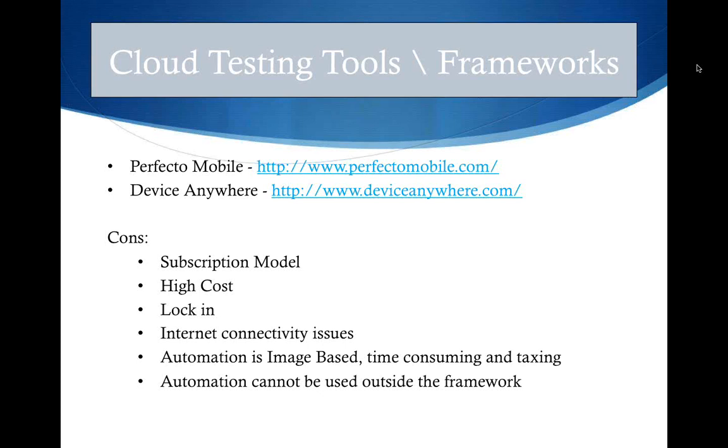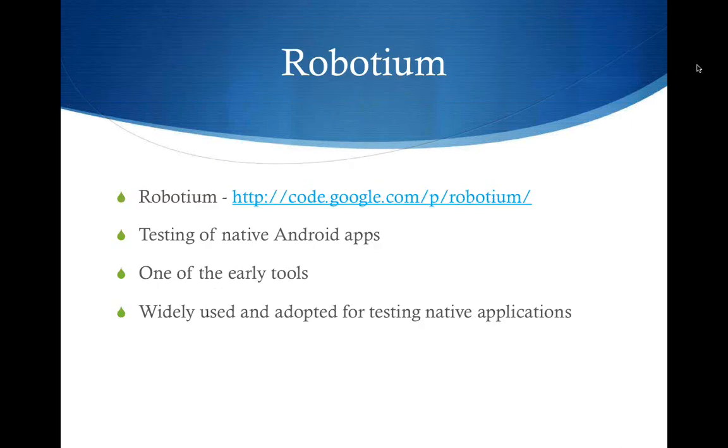Internet connectivity issues. All of this is over the web, so if there are connectivity issues, your work would be hampered. Automation is image-based, time-consuming, and taxing. And like I said, automation cannot be used outside the framework. You're stuck to them. But the cloud-based testing solutions are still good to provide additional coverage for devices which you don't care about too much.